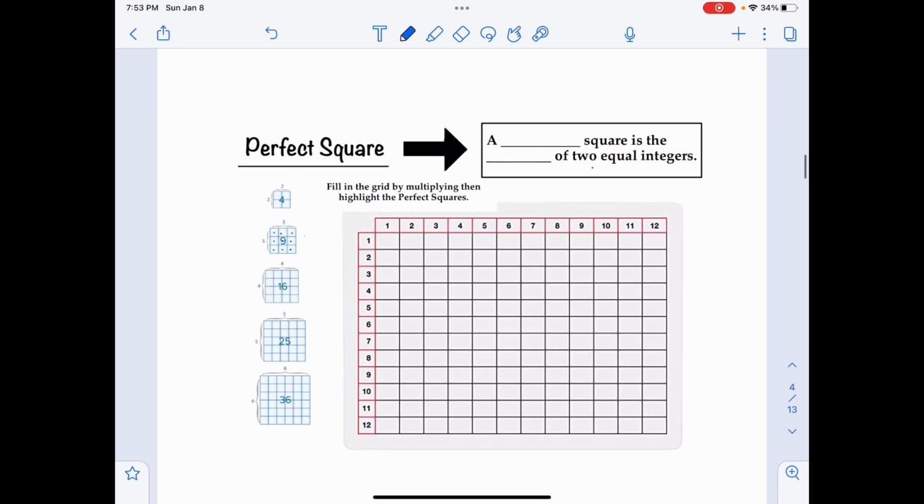A perfect square is the product of two identical integers. And by product, we mean multiply.